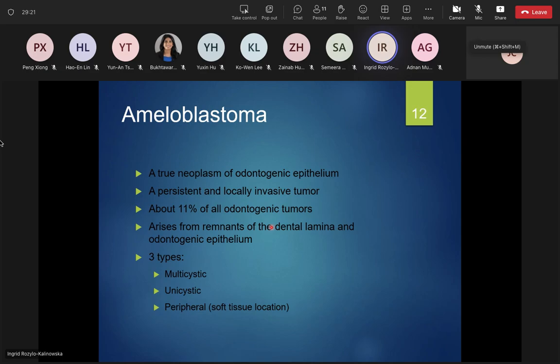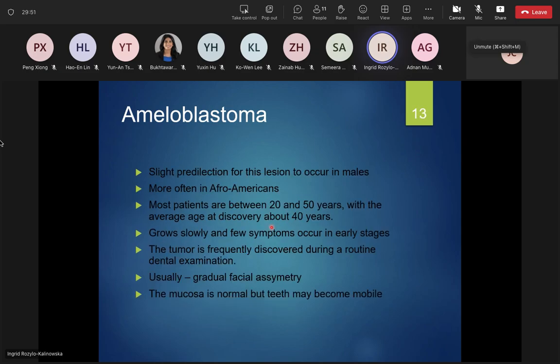So what does peripheral mean? That it's in soft tissues and not in the bone. So we cannot diagnose the peripheral version with X-rays or with cone beam CT. For that, other diagnostic imaging methods have to be used, like medical CT and MRI, allowing evaluation of soft tissue components. And ameloblastoma is a tumor of adults and middle-aged patients.